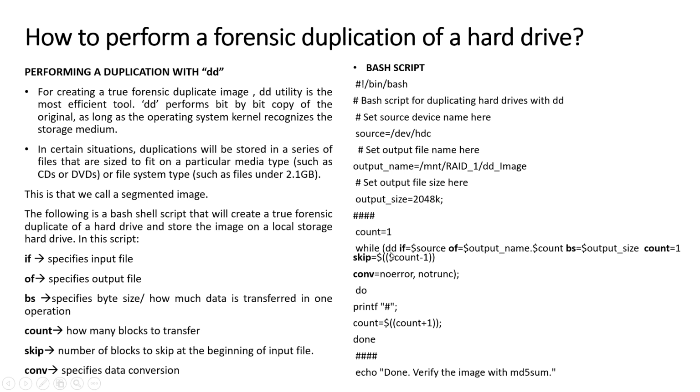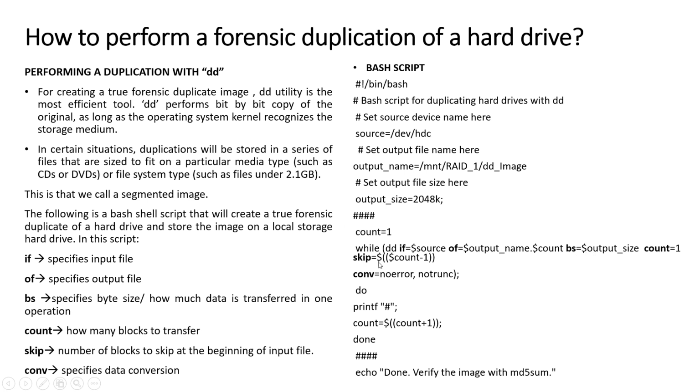We are taking a while loop here. DD is the command. If specifies the path of the input file or the hard drive, of gives the media in which the forensic duplicate has to be done. BS represents the byte size, how much data has to be transferred in one operation, and count is the number of blocks to be transferred. So we want one block to be transferred at a time, and the size of this one block will be 2048K, what we have specified in byte size.